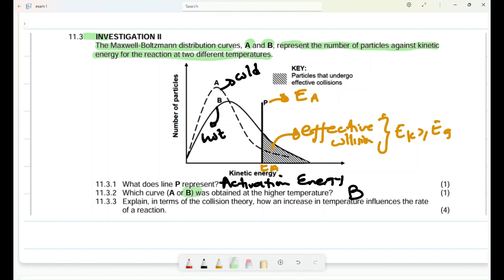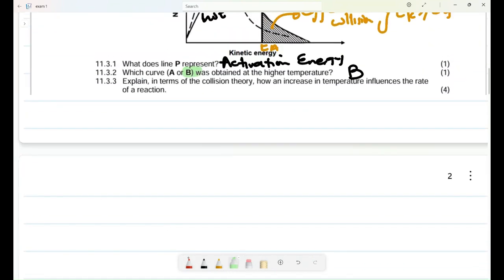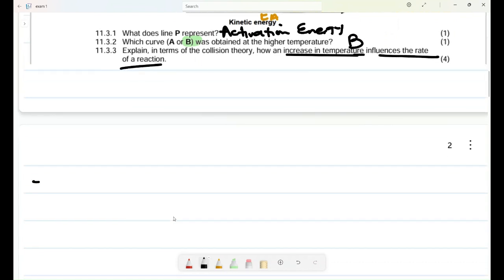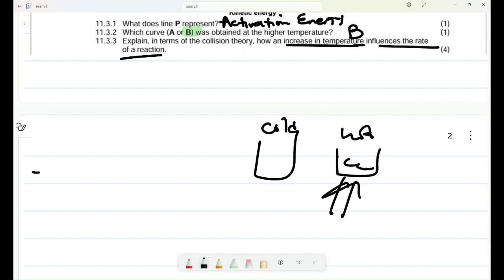Okay, yes. So now they say to us, explain in terms of collision theory how an increase in temperature influences the rate of reaction. They already gave you the effect. What happens at an increased temperature? Remember, always when they say increased temperature, you make an example of cold water and hot water. If you're not so sure about this, please look at my video where I recorded explaining the concept. Remember, cold water moves slow, but hot water moves faster.